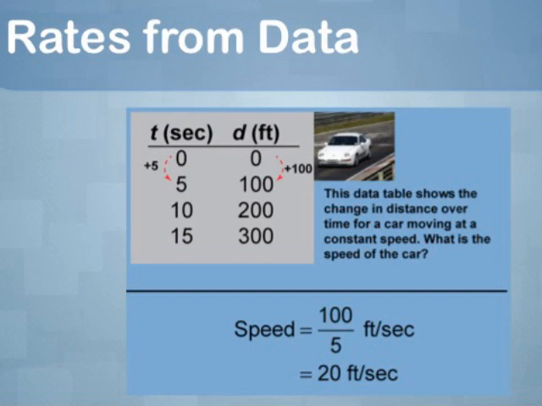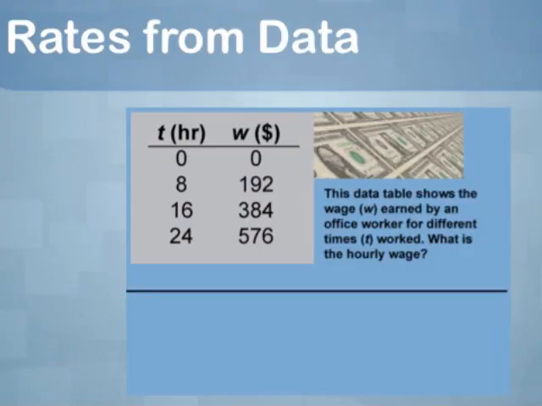Let's look at another example. This data table shows the wage W earned by an office worker for different times T worked. What is the hourly wage? This data set can be used to find the hourly wage, which is a rate. Hourly wage is the change in money over the change in time.